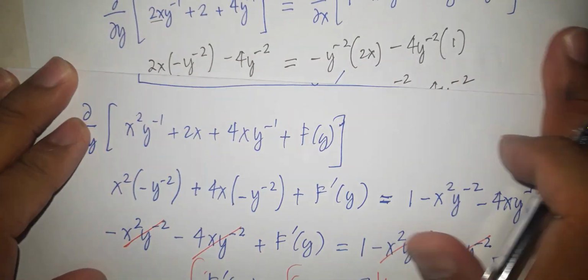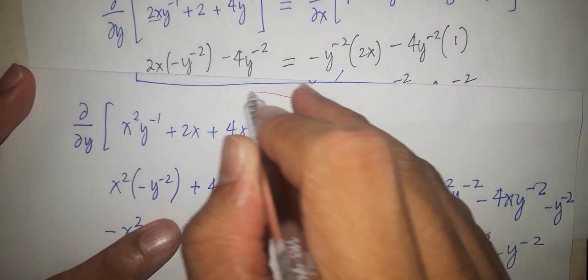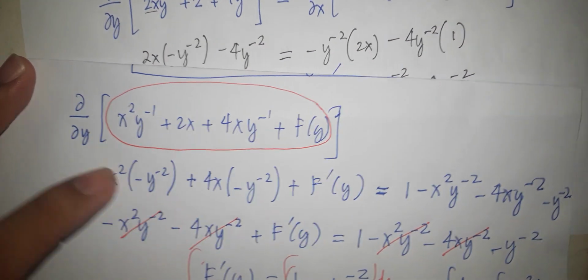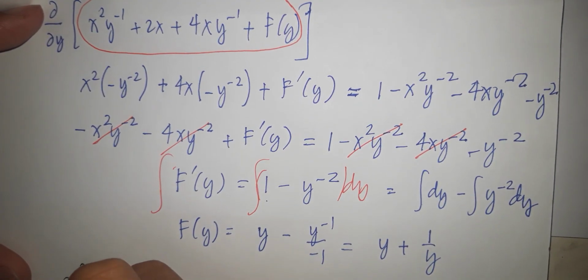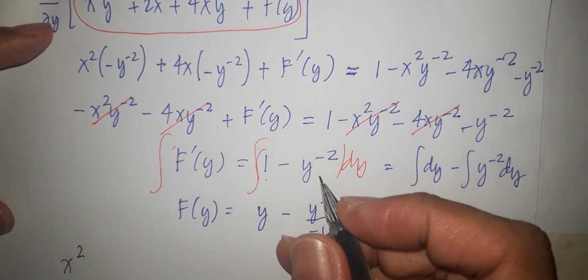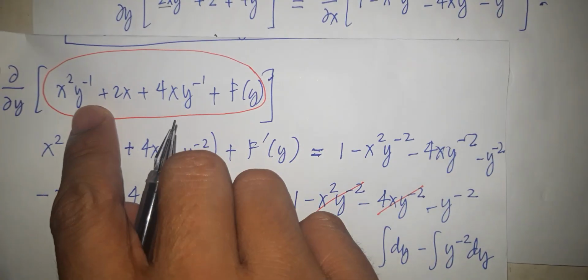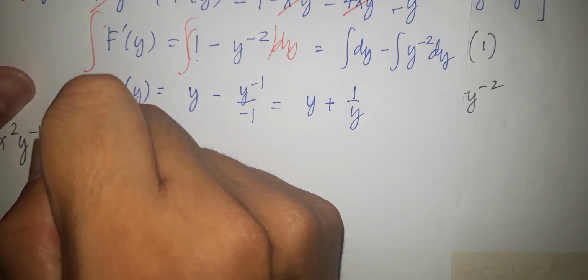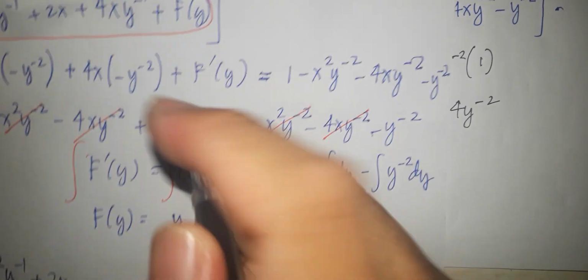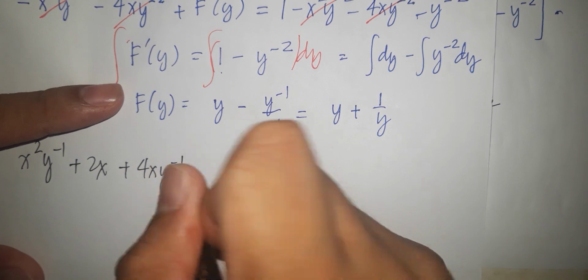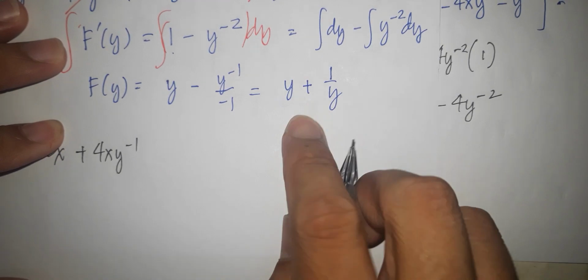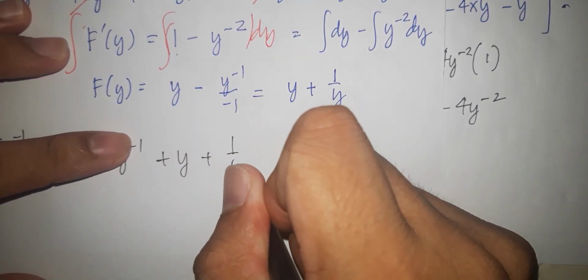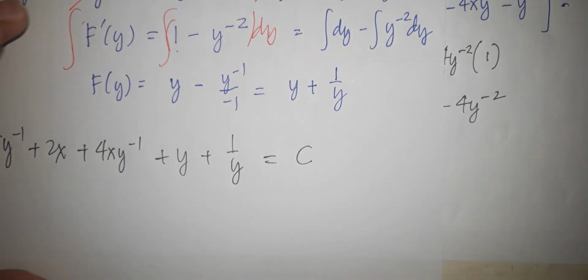Then, saan natin siya isa-substitute? Doon sa nakuha natin kaninang sagot na kinuha natin yung partial derivative. So, that is x squared y^-1 plus 2x plus 4xy^-1 plus f of y, which is y plus 1 over y. Siyempre, is equal to C.